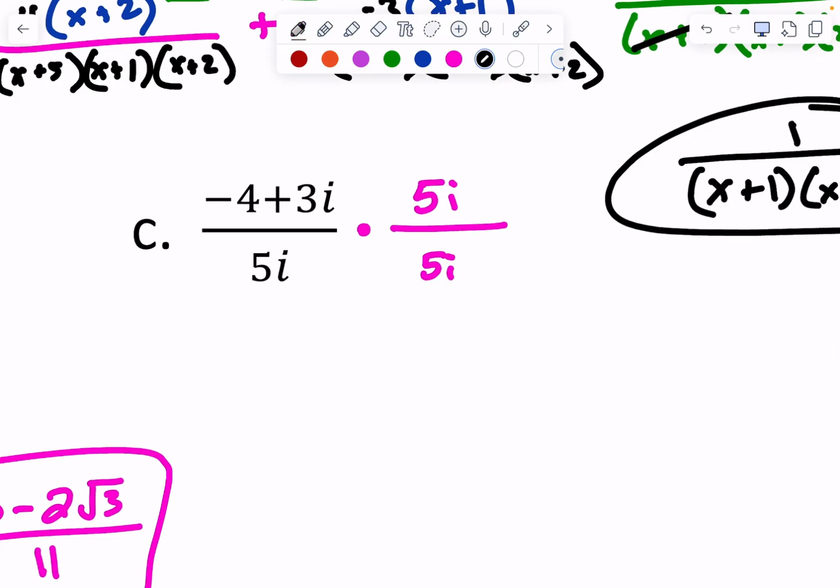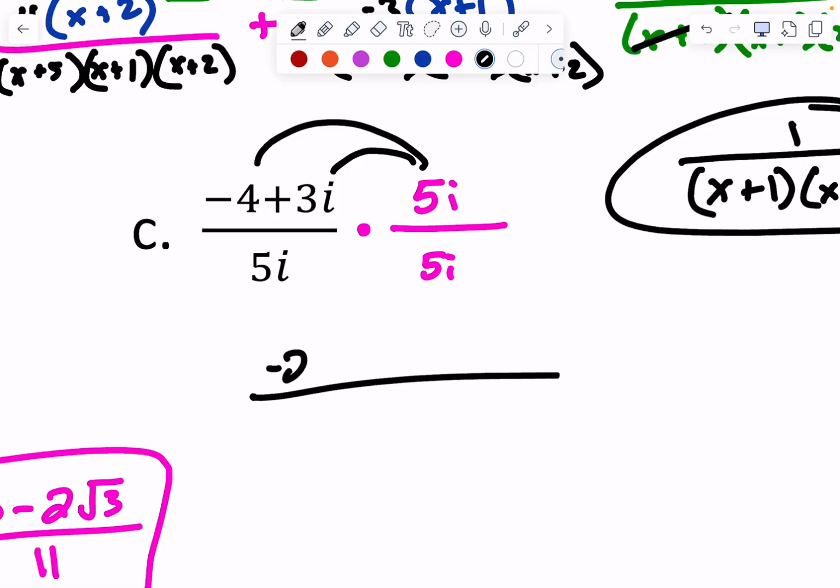You have to do like the square root of 25. Yeah. It'd be 25. So I'm going to back distribute him. What's negative 4 times 5i? Negative 20i. Negative 20i. Okay? What's 5i times 3i?